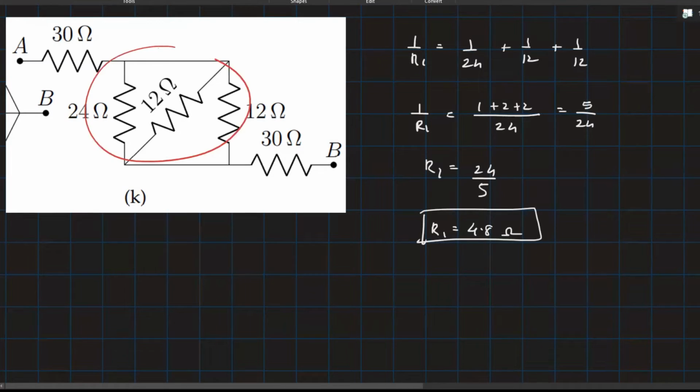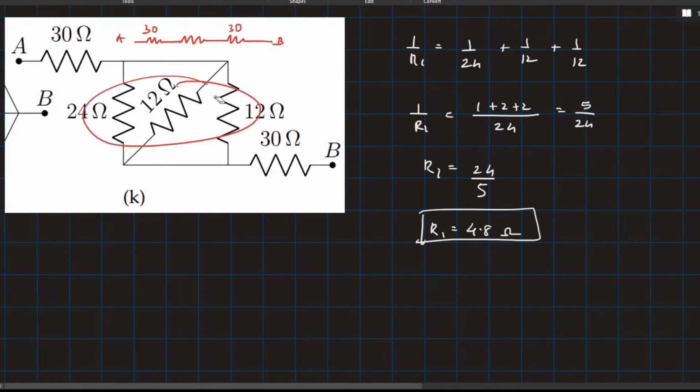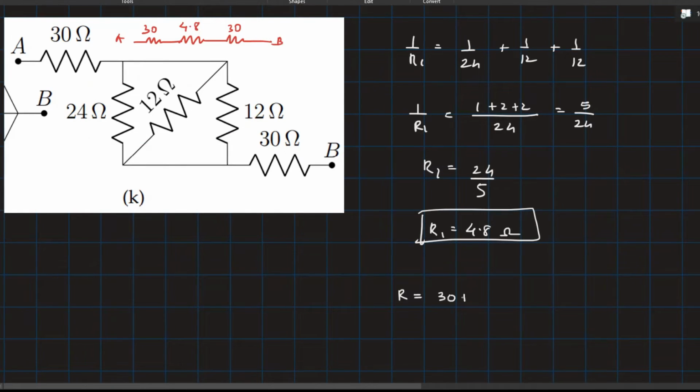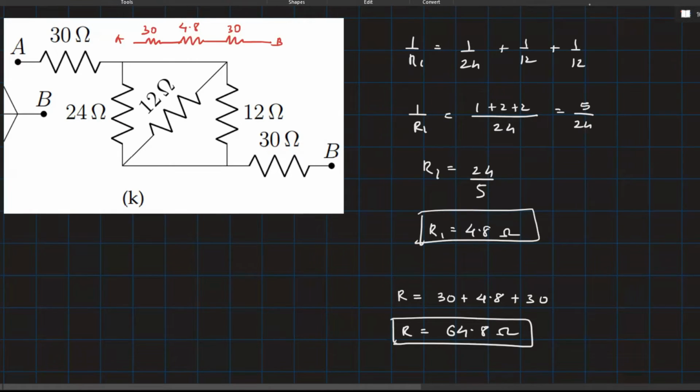So instead of this whole combination, we will have, this is 30. So this is point A, which is 30, point B, which is 30, and this whole gives us 4.8. So therefore the resultant resistance will be, yes, so that will be 64.8 ohm will be the final answer.